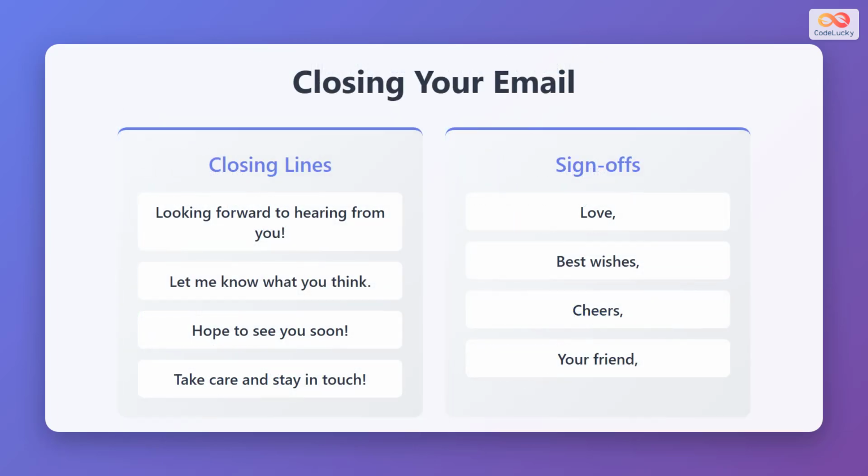To end your email, you need a closing line and a sign-off. For closing lines, you can use expressions like "looking forward to hearing from you," which shows you want a response. You can say, "Let me know what you think," when asking for their opinion. Use "hope to see you soon" if you want to meet up, or try "take care and stay in touch" to show you value the relationship. For sign-offs, you can write "love" if they are very close to you. Use "best wishes" for a warmer feel. Cheers is casual and friendly. Or simply write "your friend" to be personal. End with your name.